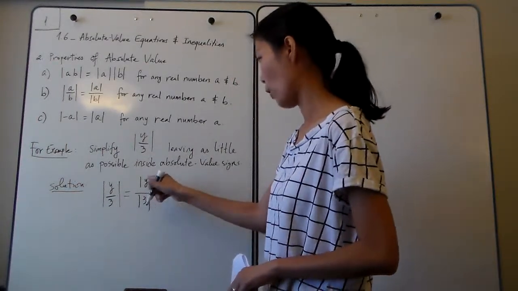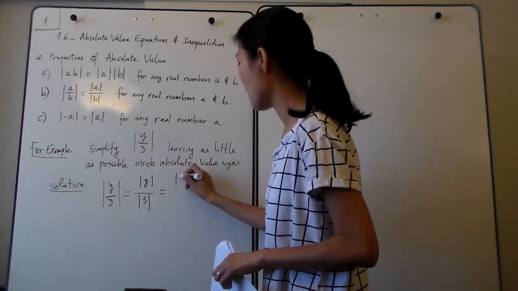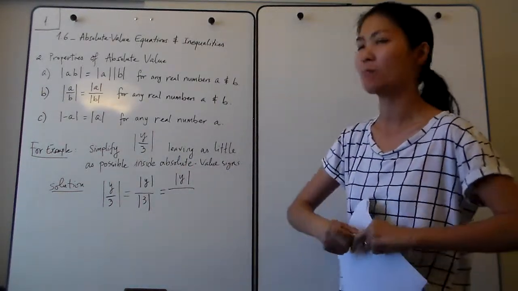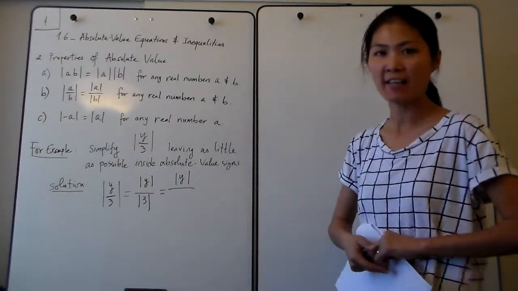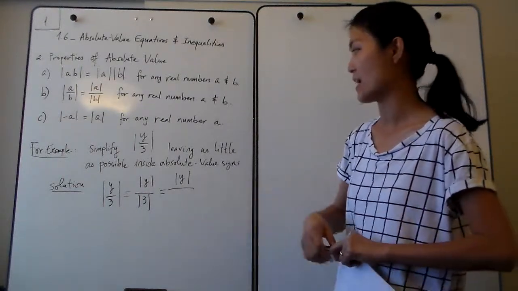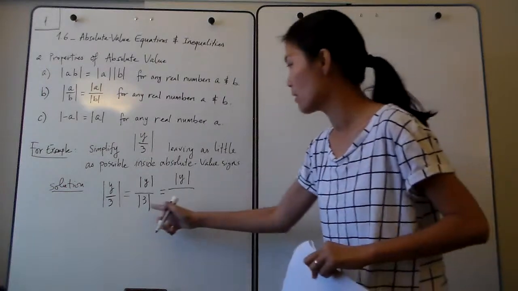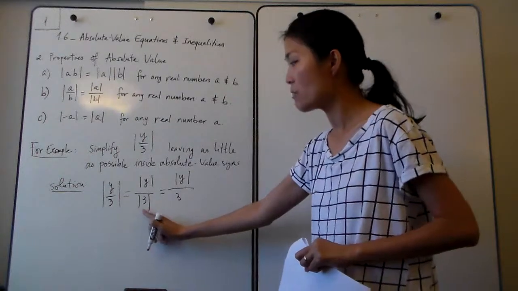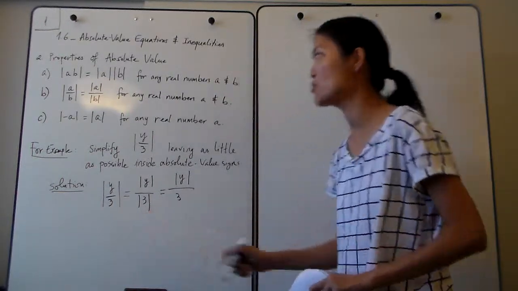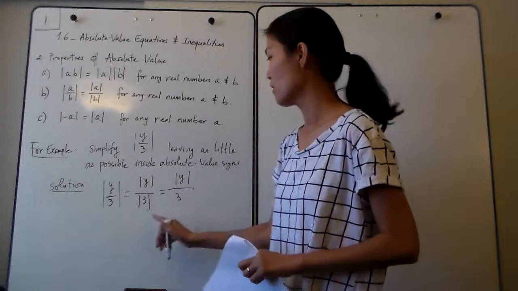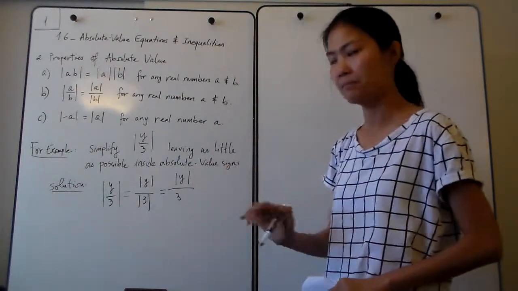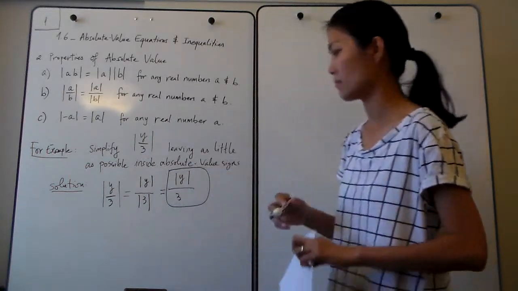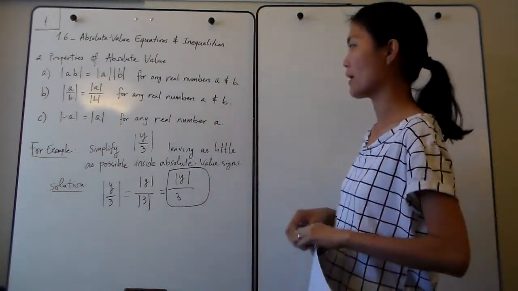Now, absolute value of y is absolute value of y. The reason is that we don't know what y is. We don't know if it's positive, equal to 0, or negative. So you leave it as absolute value of y. Absolute value of 3 is 3, right? Because 3 is greater than or equal to 0. Using the definition of the absolute value, the absolute value of 3 is 3. So this is the answer for simplifying this absolute value.